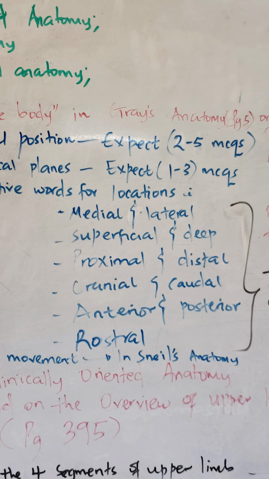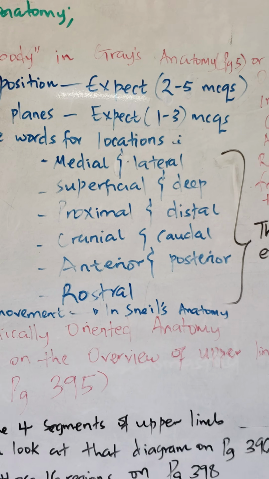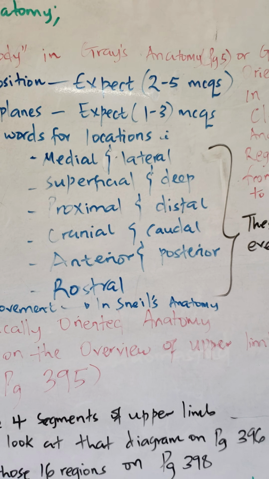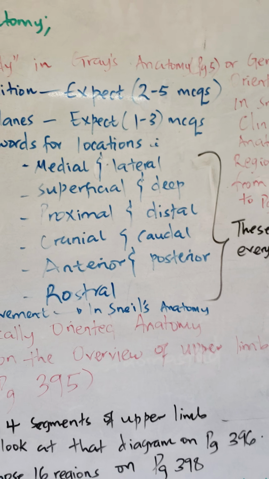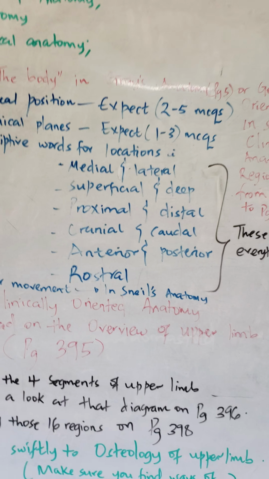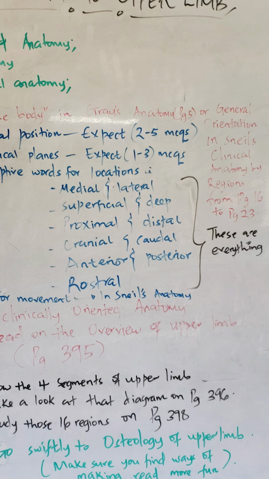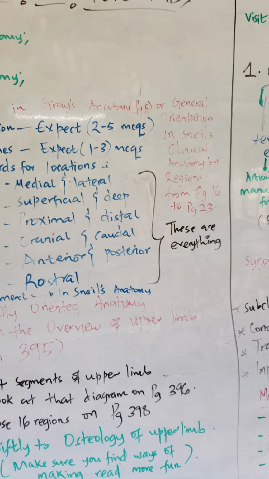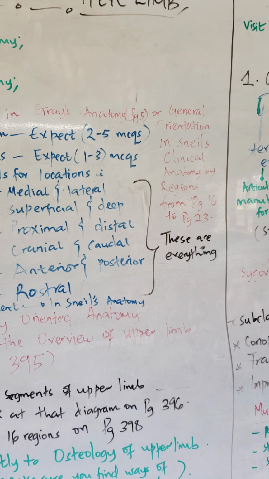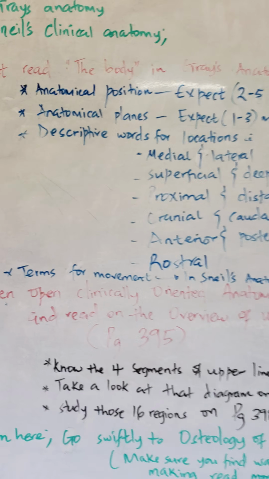In locations, you have to know which part is always medial or lateral, venous structure, superficial, deep, proximal, distal, cranial, caudal, anterior and posterior, then rostral. You have to first know these descriptive terms for location, and they are based in Gray's Anatomy, as I've told you, page 5, or in Snell's Clinical Anatomy by regions from page 16.